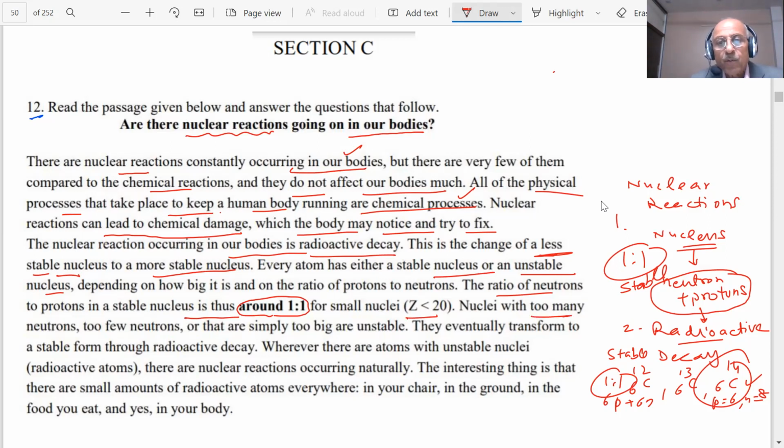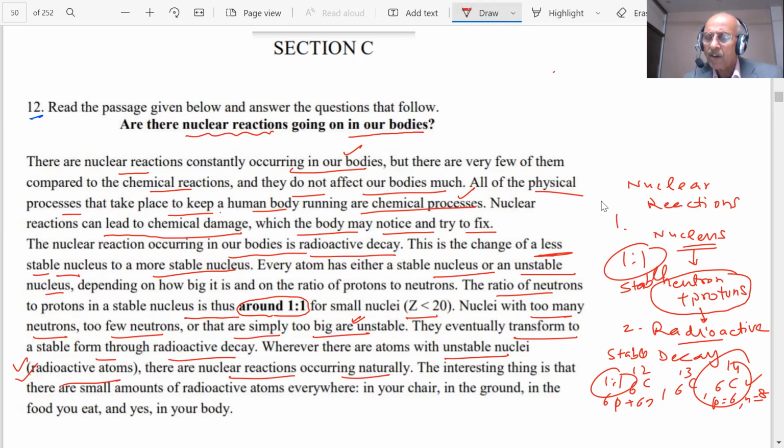So nuclei with too many neutrons, or too few neutrons, or that are simply too big are unstable. If the number of neutrons becomes very large, larger than protons, or the nucleus becomes big, it becomes unstable. They eventually transform to a stable form through radioactivity. So radioactive decay happens because the unstable nucleus forms a more stable nucleus. This will lead to a new atomic number. A new element is formed, students, in a nuclear reaction. Important: wherever there are atoms with unstable nuclei, radioactive meaning unstable nuclei, there are nuclear reactions occurring naturally. Natural nuclear reactions are taking place whenever a nucleus is unstable.